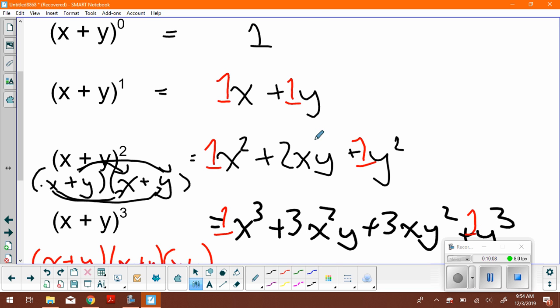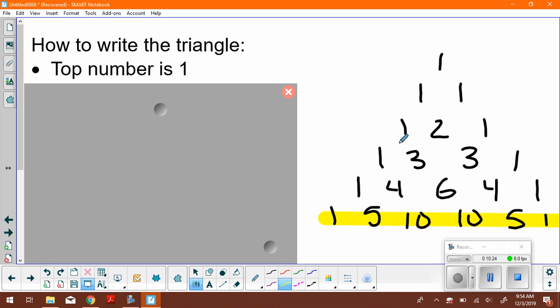Okay, and hey, look, those numbers: I have 1, 1, 1, 1, 2, 1, 1, 3, 3, 1. Those coefficients in that expression are the exact same thing as what's in Pascal's triangle. These are the different rows, 1, 1, 1, 1, 2, 1, and so on.